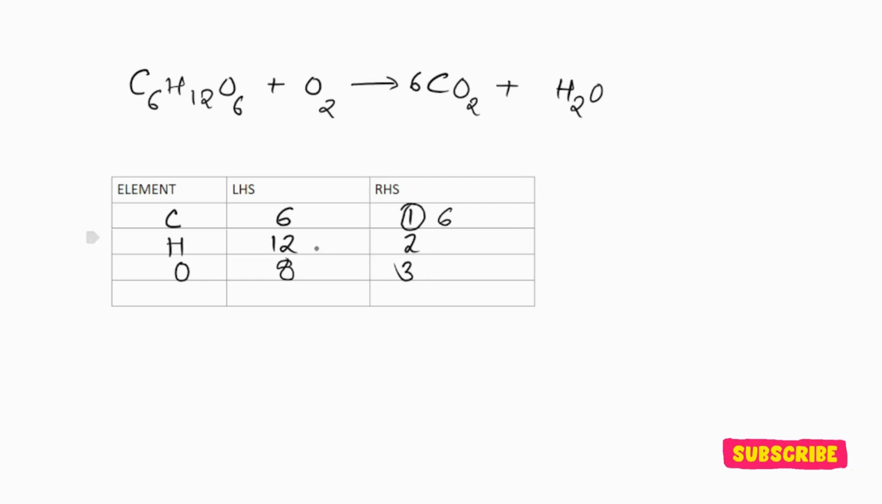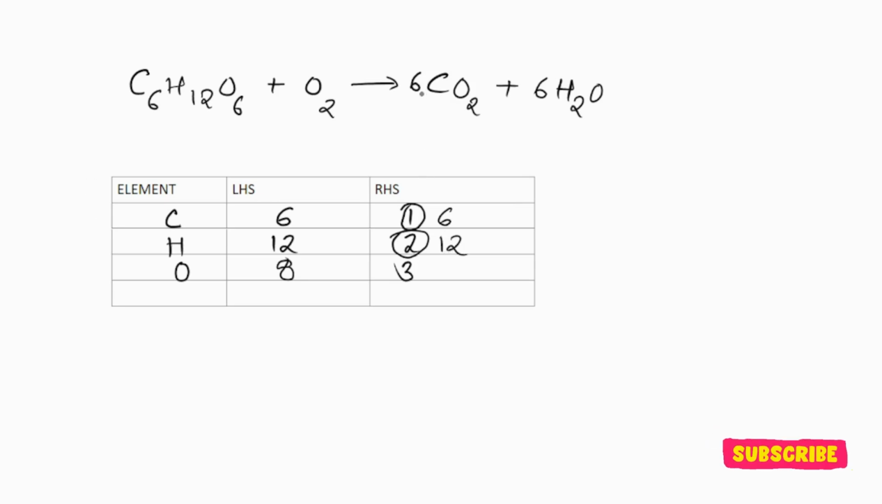What I will do, I will go to hydrogen. Hydrogen is 2 here on right hand side. On left hand side, hydrogen is 12. So if I multiply this 2 by 6, I will get 12. So I will put here 6. I will get 12. See, I got 12.